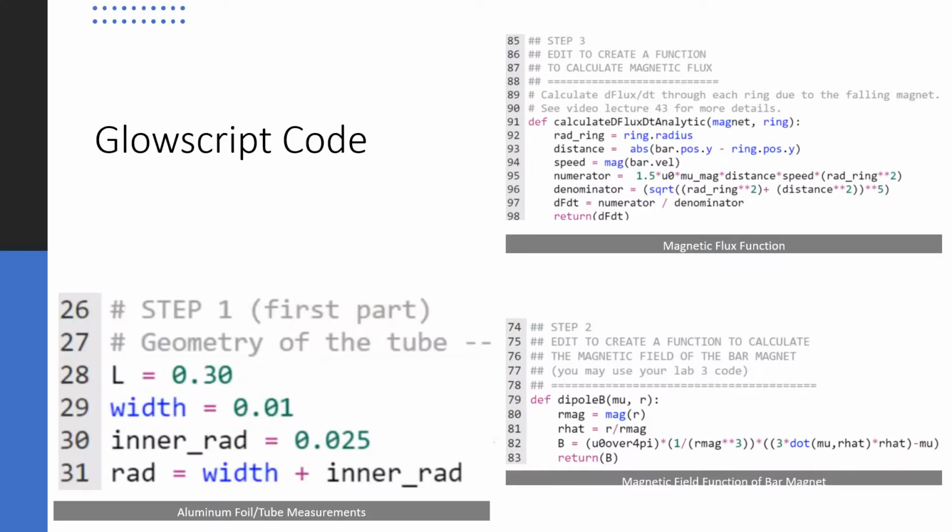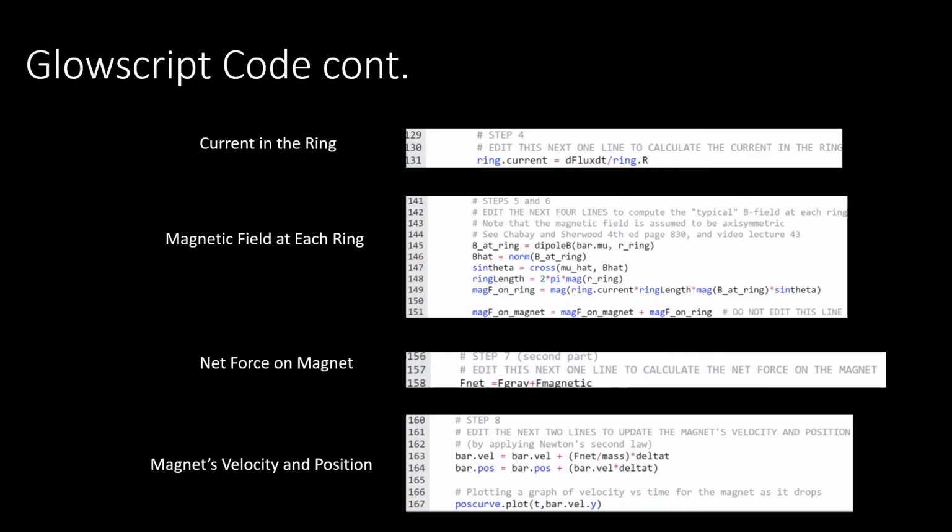Now we will take a look at my GlowScript code. On the left you will see the geometry of the code where I included measurements from the previous slide, including the length, width, and radius of the aluminum tube foil. Step 2 was on the magnetic field function of the bar magnet, so I took that from Lab 2 code, and Step 3 was the magnetic flux function.